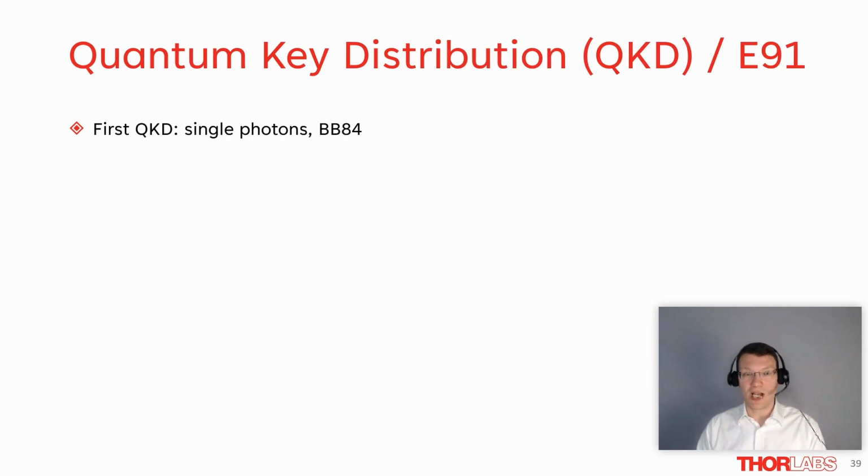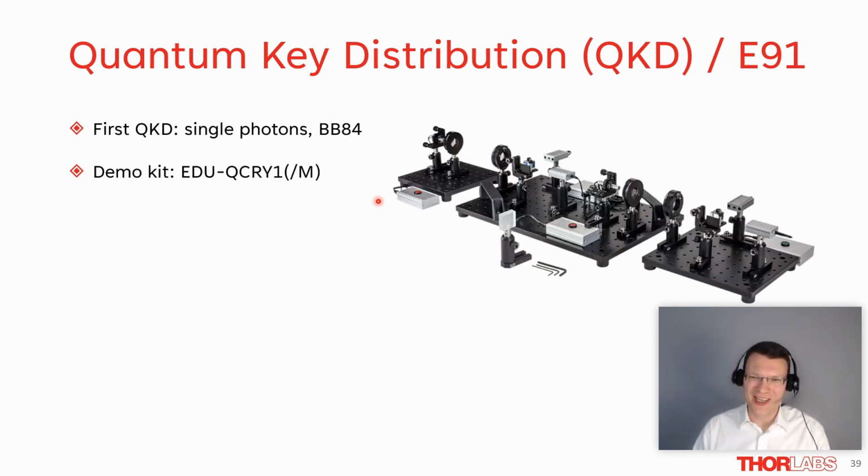Now that brings us to our last experiment, quantum key distribution and the E91 protocol. If you haven't had exposure to quantum key distribution yet, or quantum cryptography, it makes sense to look at the simpler case of single photons first. There are different protocols for quantum cryptography. The first one that was developed is called BB84. It's with single photons, and we have a really nice educational kit for that one.